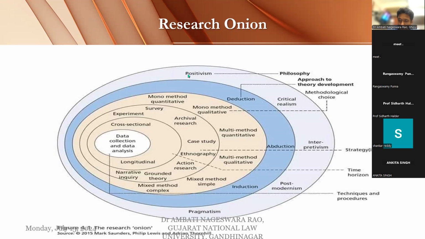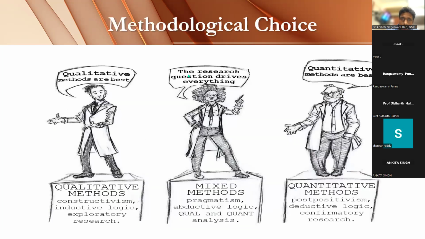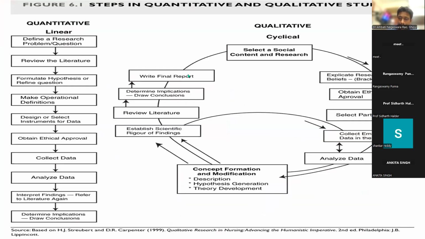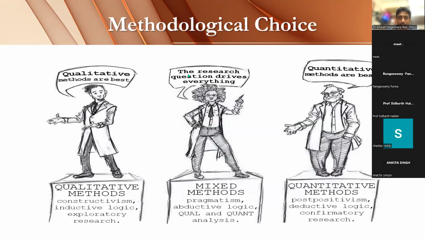Okay. Now, I just want to highlight a little bit about various methodological choices. Depending on which university you are coming from, there is some kind of domination from various scholars. Some scholars say that quantitative methodology is the best. Some scholars say that qualitative methodology is the best. There are also scholars who say that no, mixed methodology is the best option.